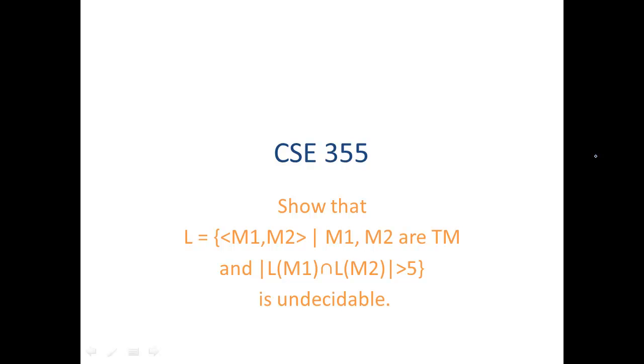We will show that the language that is a set of strings M1, M2, such that M1 and M2 are Turing machines, and the size of the intersection of the languages of M1 and M2 is greater than 5 is undecidable. So what we're saying here is that M1 and M2 have more than 5 strings in common. Okay, so remember with undecidability, we generally want to do a reduction.